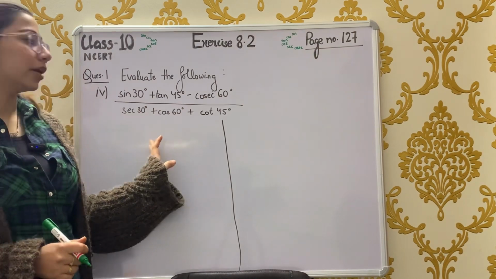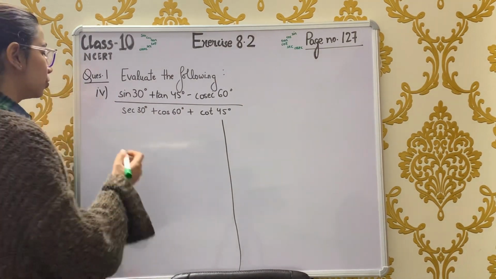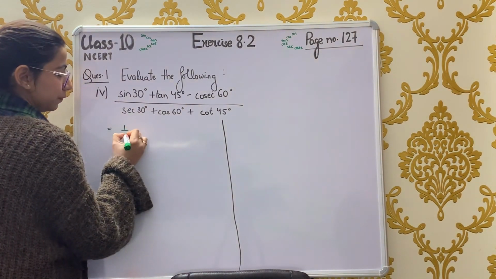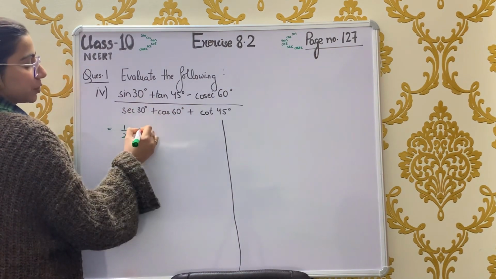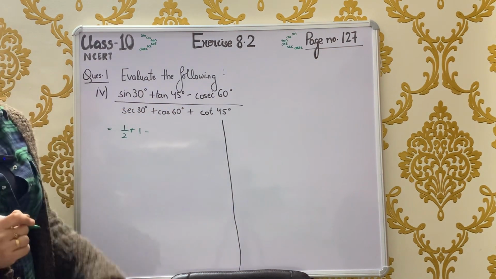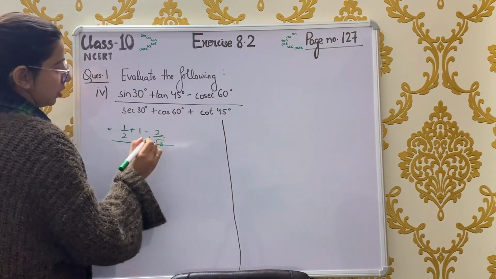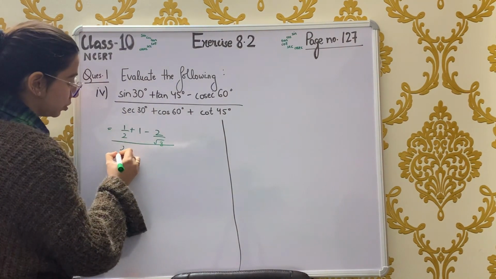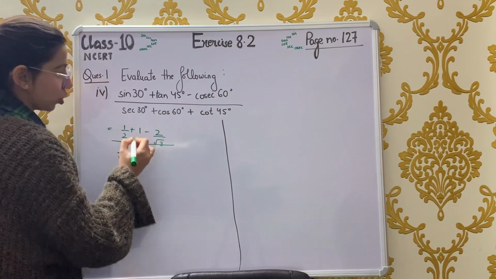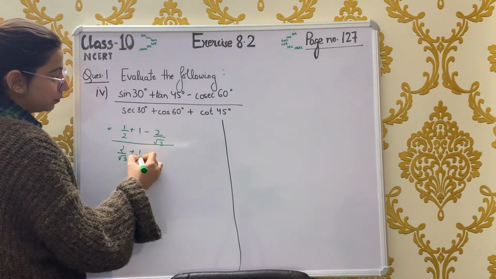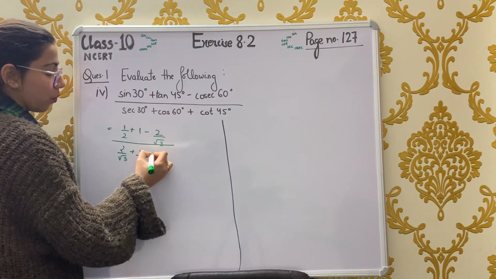Coming to the fourth part, let's put the values first. So sin 30 is 1 by 2. Tan 45 is 1. Cosecant 60 is 2 by root 3. Again, secant 30 is 2 by root 3. Cos 60 is 1 by 2. And cot 45 is 1.